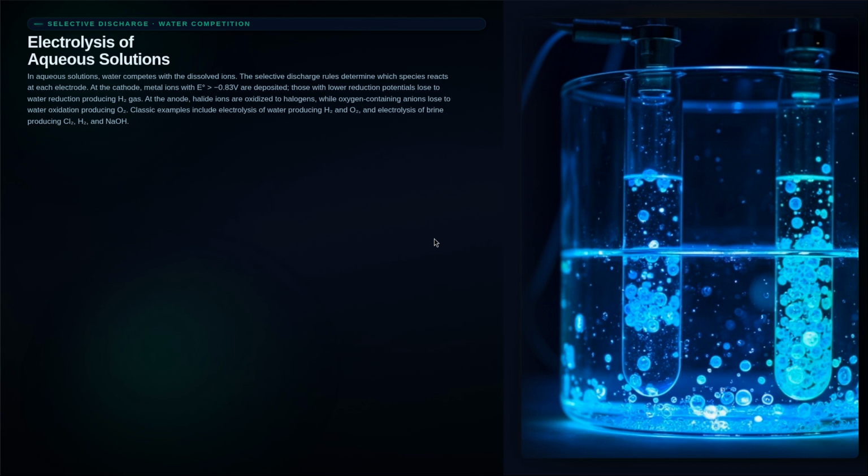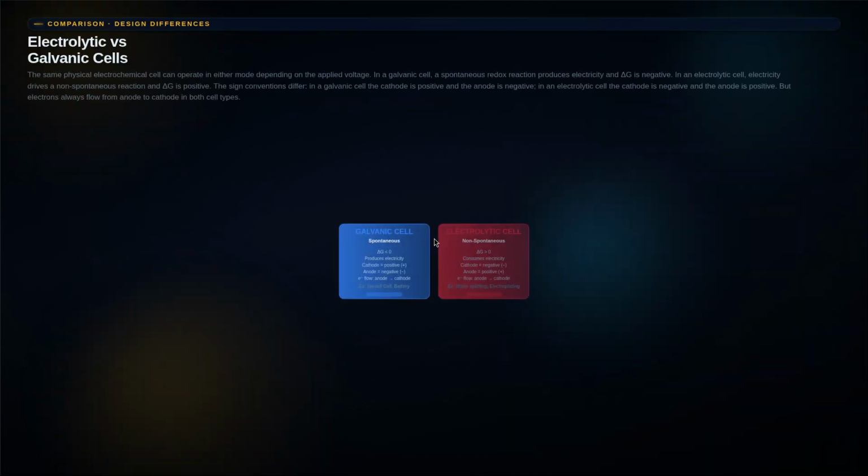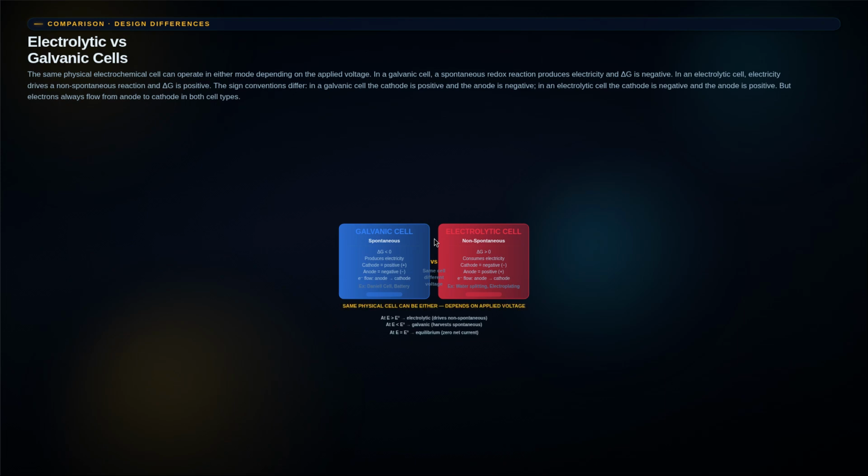At the anode, halide ions are oxidized to halogens, while oxygen-containing anions like sulfate and nitrate lose to water oxidation, producing oxygen gas. Classic examples include electrolysis of water producing hydrogen and oxygen, and electrolysis of brine producing chlorine, hydrogen, and sodium hydroxide. The same physical electrochemical cell can operate in either mode, depending on the applied voltage.